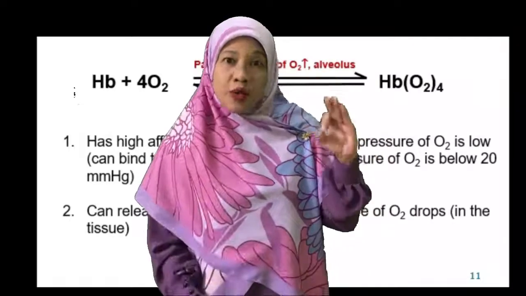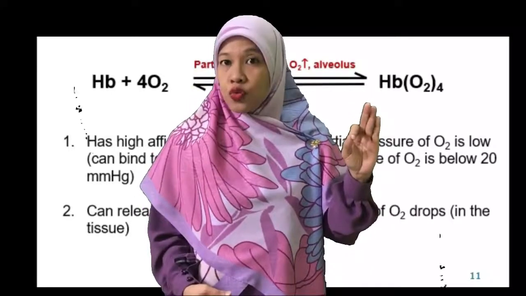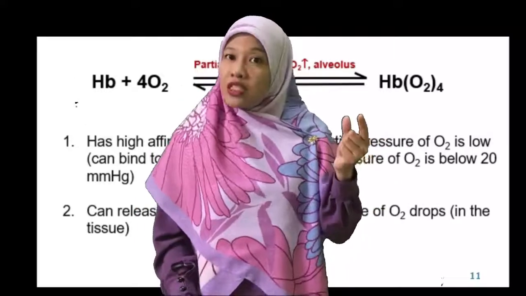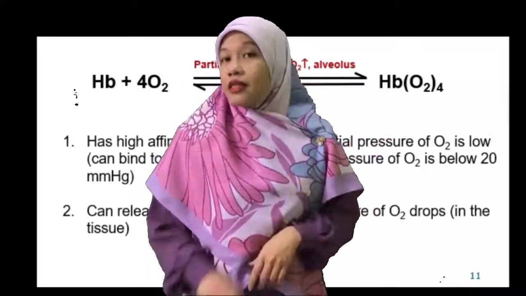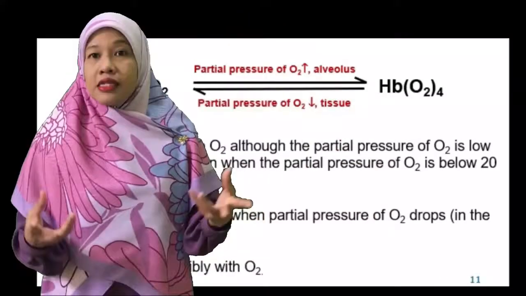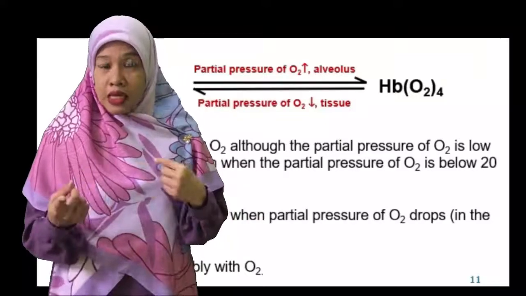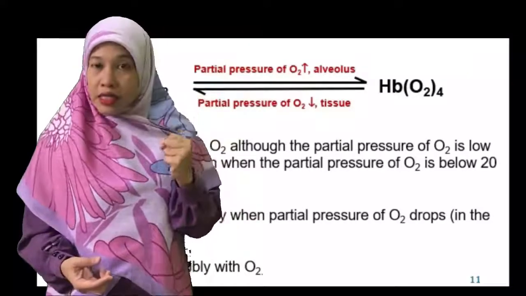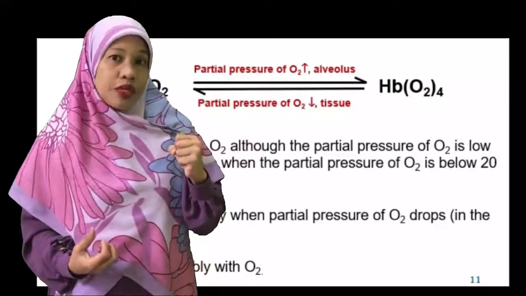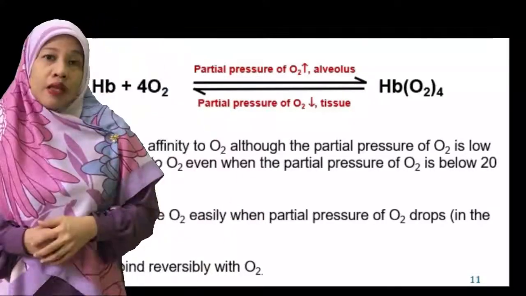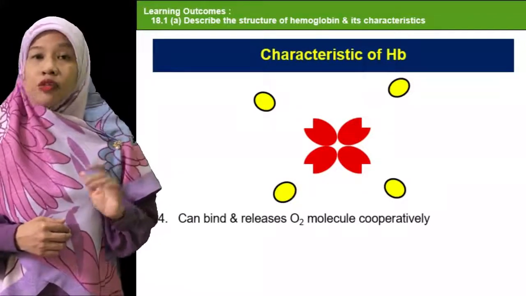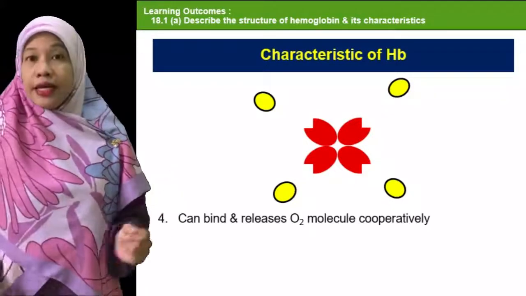So when the partial pressure of oxygen falls in the tissue, the hemoglobin will release the oxygen to the tissue which needs that oxygen. The third characteristic is that it can bind and release the oxygen reversibly. It means it can bind to the oxygen and also it can release the oxygen whenever partial pressure of oxygen drops.